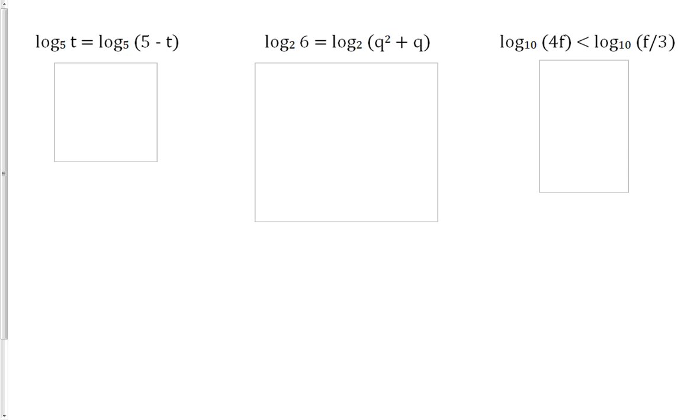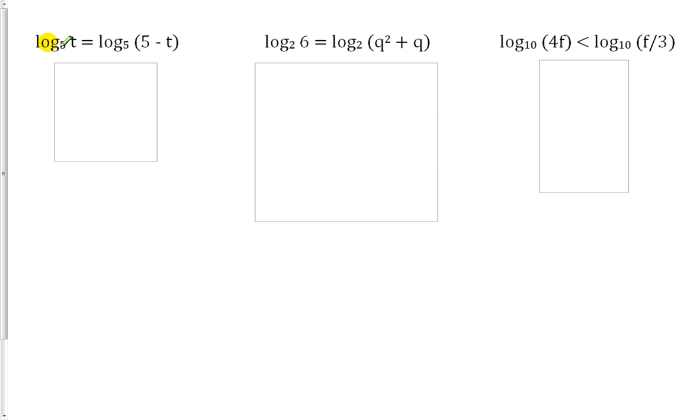Now we're going to solve logarithmic equations where both sides have one log with the same base. So look at this first one. We have log base 5 of t equals log base 5 of, in parentheses, 5 minus t.